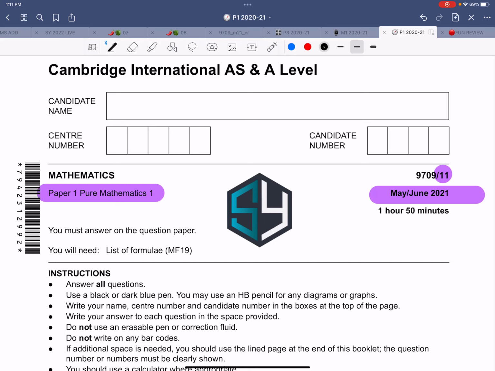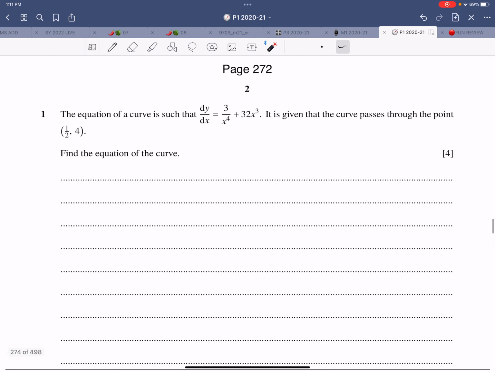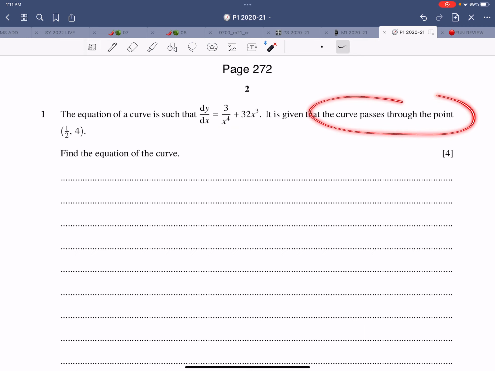With Pure Maths P1 paper, June 2021, variant 1. Let's look at the first question. The equation of a curve is such that dy by dx is such and such. It is given that the curve passes through the point (1/2, 4). Find the equation of the curve.